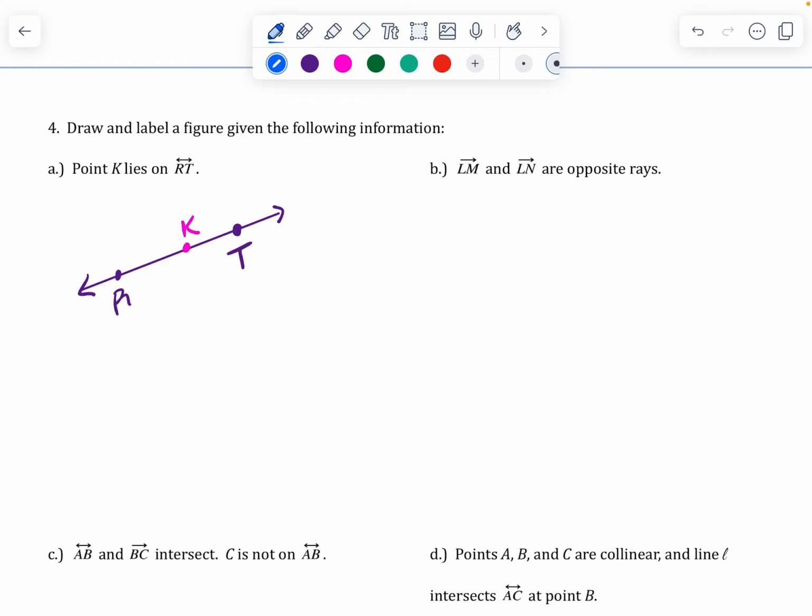So LM and LN are opposite rays. So opposite rays, remember, form a straight line. So we would have to go like this. LM goes this way. Then LN would go the reverse direction, but make sure it makes a straight line. So L would be the point in the middle. They would go opposite directions.